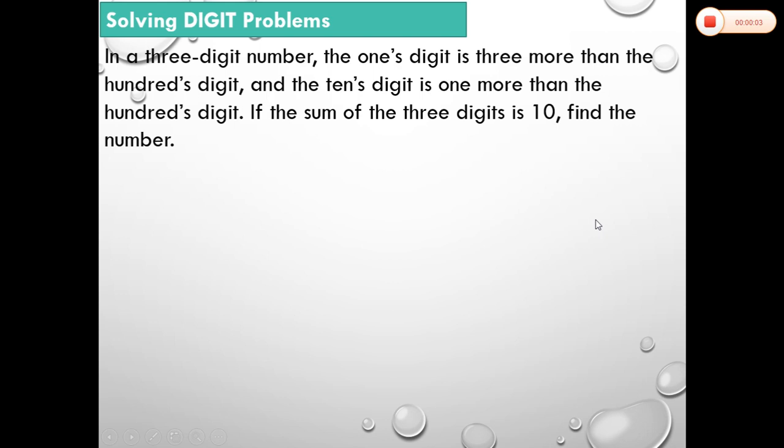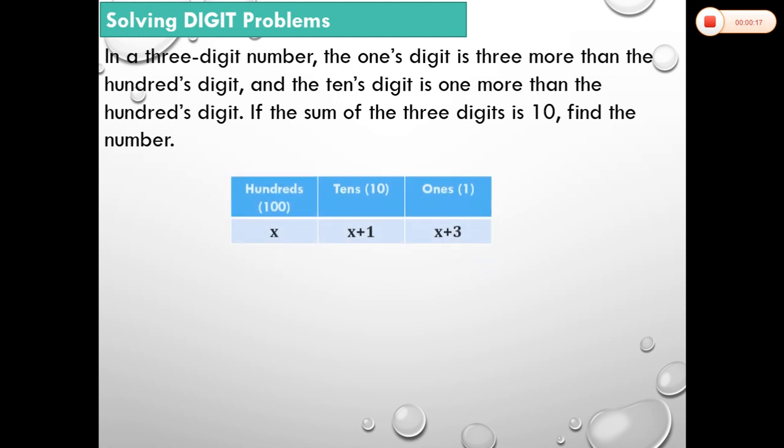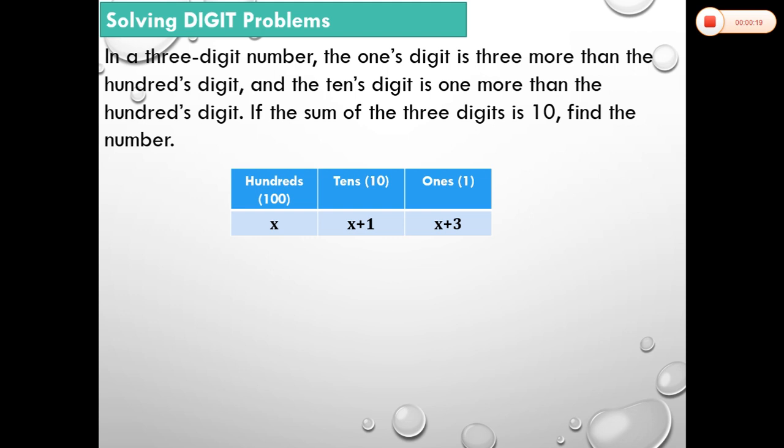Next problem. In a three-digit number, the ones digit is 3 more than the hundreds digit, and the tens digit is 1 more than the hundreds digit. If the sum of the three digits is 10, find the number. In the table below, we represent x to be the digit on the hundreds place, x plus 1 is the digit on the tens place, and x plus 3 is the digit on the ones place.